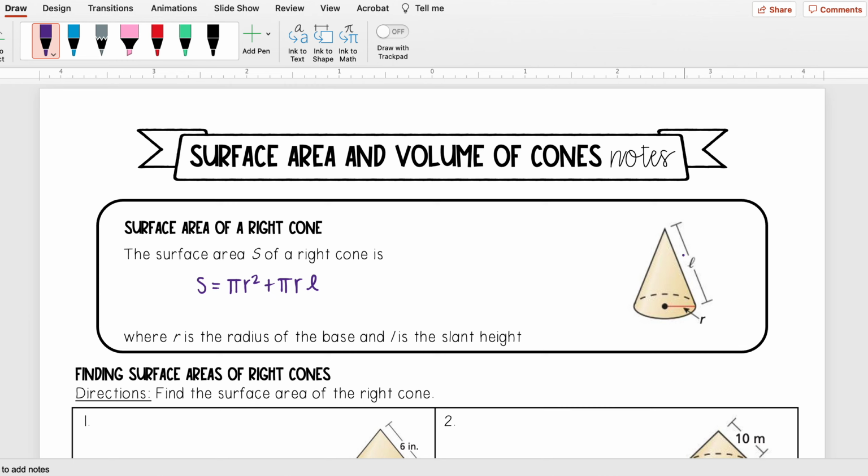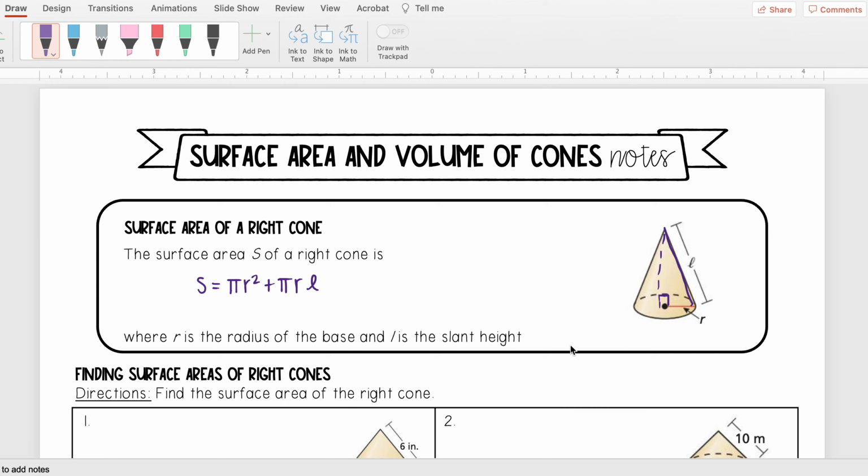And so we see an example of a right cone right here. My radius is just going to be the radius of the circle of the base of the cone, and the slant height is this length here along the slant of the cone. So that's different than the height. The height of the cone would be this right here, which is perpendicular to the radius.